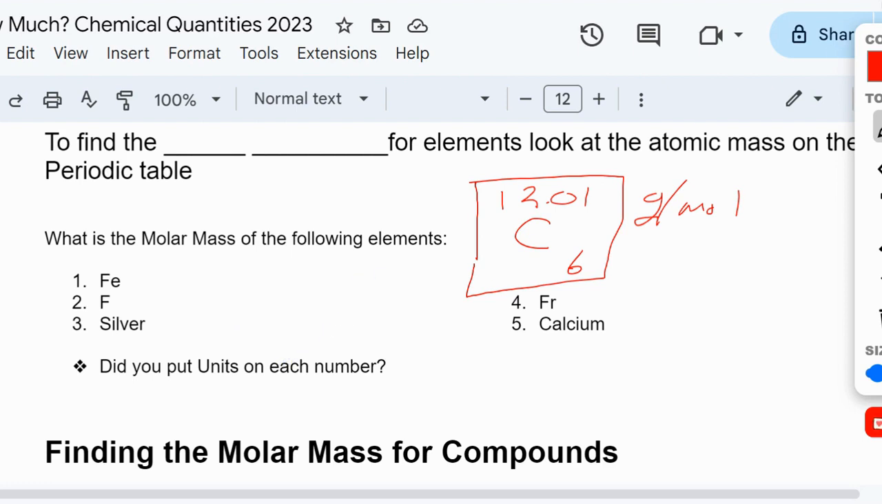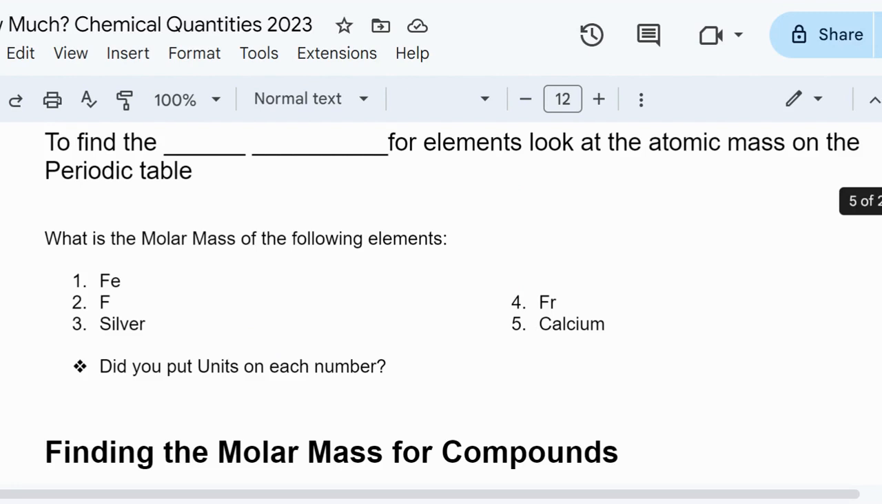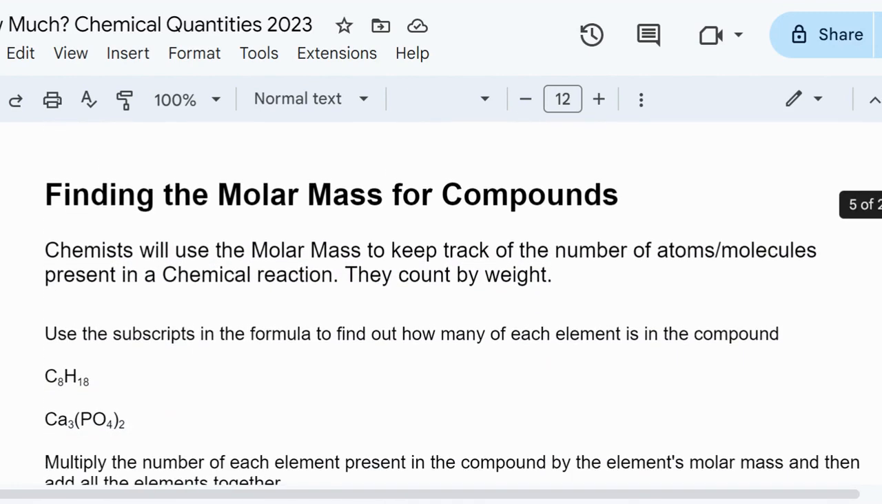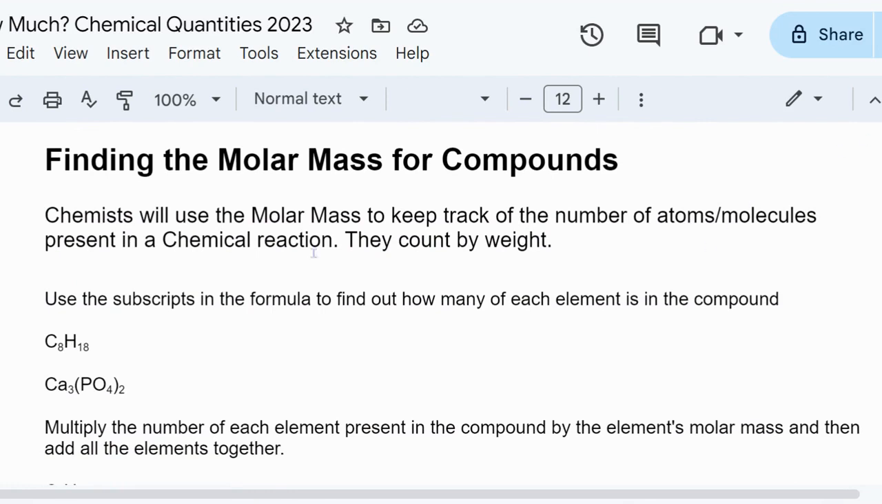Now, to find the molar mass of a compound, we have to count how many atoms are in here. And this is always a tricky part for students. We have 8 carbons, 18 hydrogens, 3 calciums, but that 2 gets distributed. So we would have 2 P's, and you multiply, so you would have 8 oxygens. Okay. Parentheses you have to distribute, just like in math.